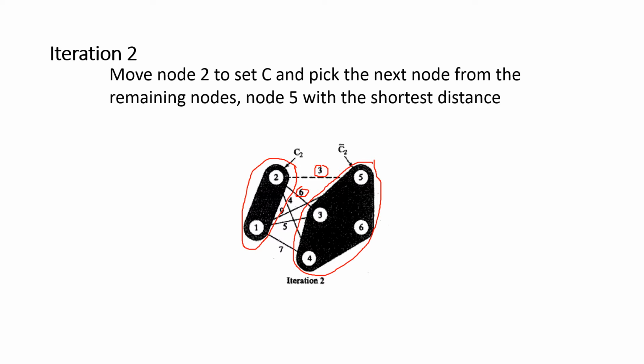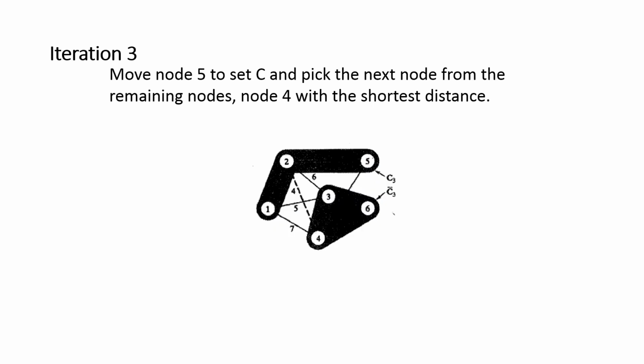So now C3 will have nodes 1, 2, and 5, I'm sorry, because the distance is 3 but the node is 5, as we will see in the next slide. So now C3 is 1, 2, 5, and C3 bar is all other nodes, that is 3, 4, 6.